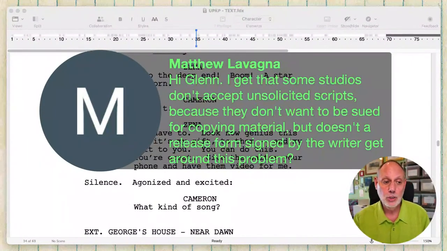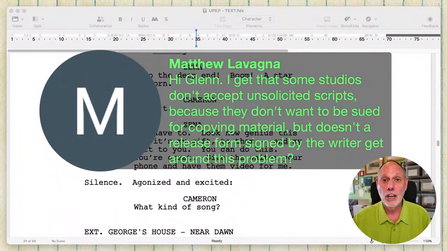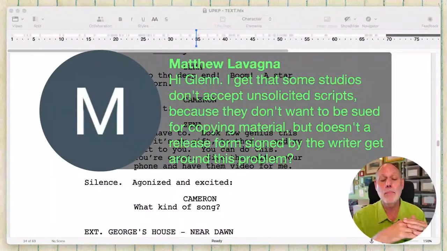But the truth is they are using "we don't accept unsolicited scripts" for copyright problems, for legal problems, as a way to keep from reading unsolicited scripts, because this is really true. 99% of unsolicited scripts are awful. They're really, really, really bad. And that's just the nature of any creative art. Most people who are doing it are not going to be at a professional level. That is the point of professional art. It's the cream of the crop. It is the top level.